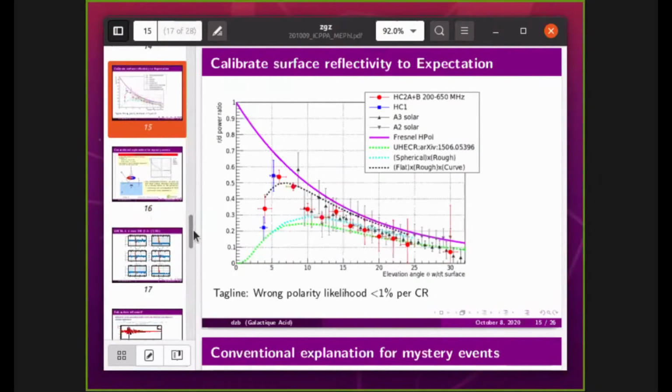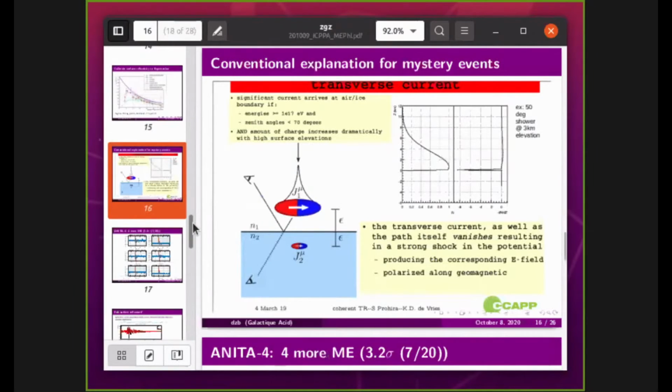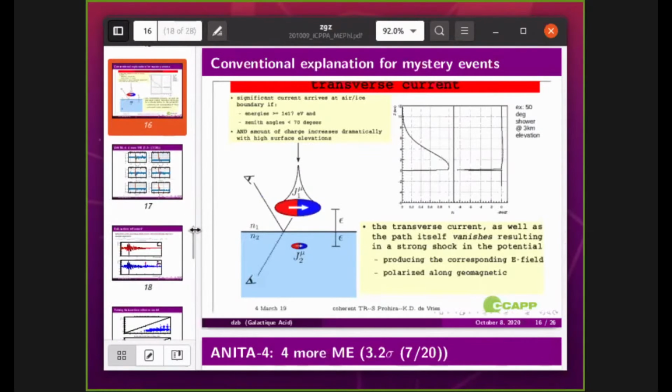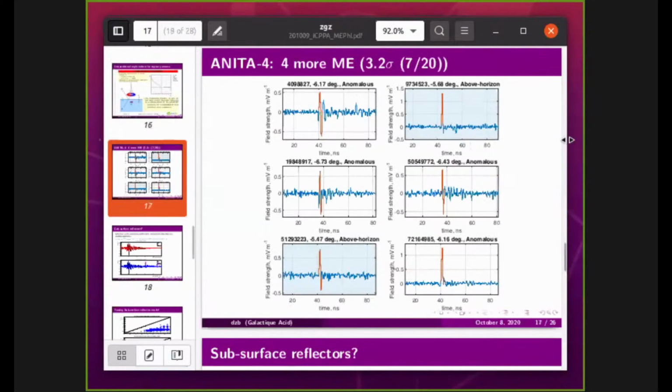Okay, so what are the other possibilities? People have looked at the possibility that when the current from the air shower core intercepts the surface, it produces stopping radiation, and this stopping radiation produces a so-called transverse current, which generates an RF signal at the balloon. That possibility has not been excluded, and that remains a viable explanation for the Anita mystery events. There are other possibilities that have been offered.